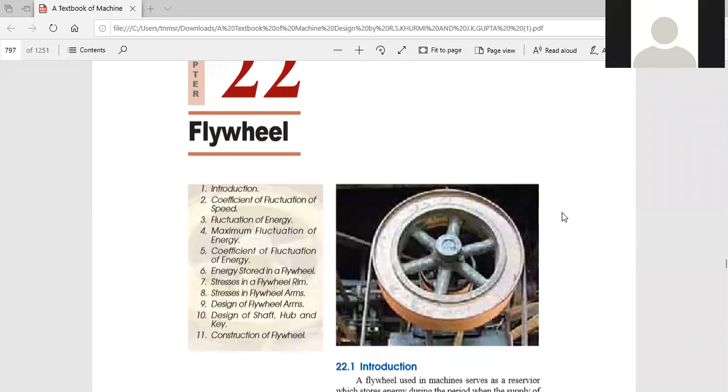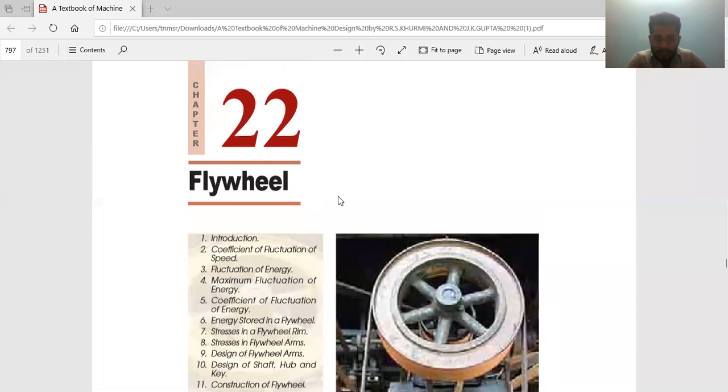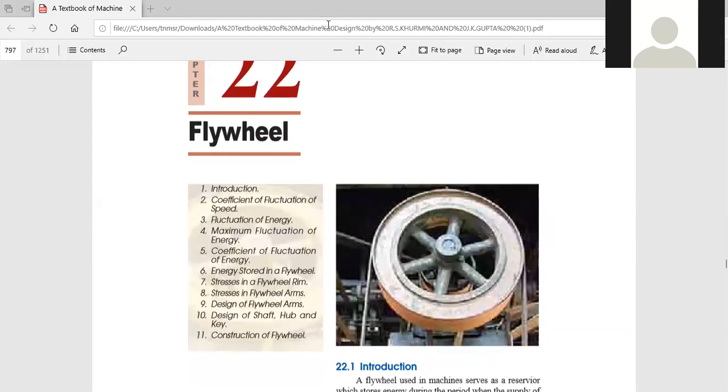Can you see the slides? Can you see the slides? Yes sir, very clear. Okay, let everyone come in. Let us wait for 1 minute, then we will start the lecture.